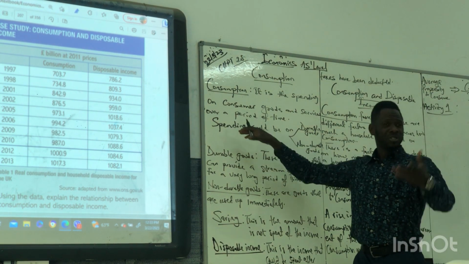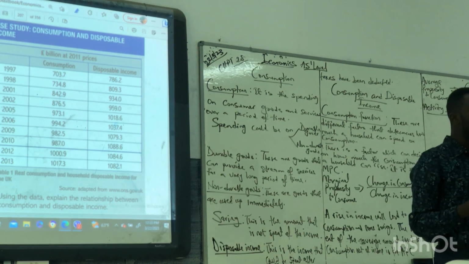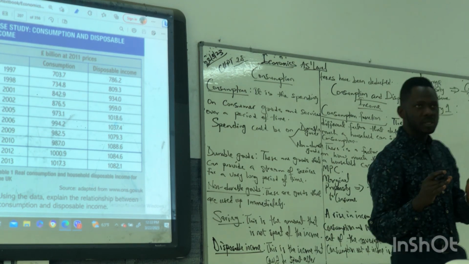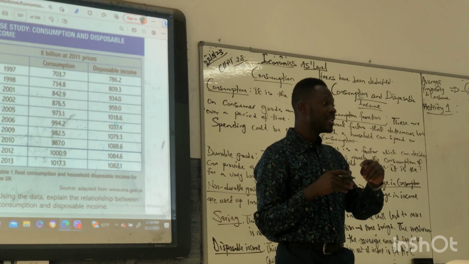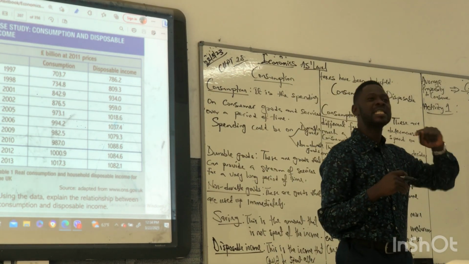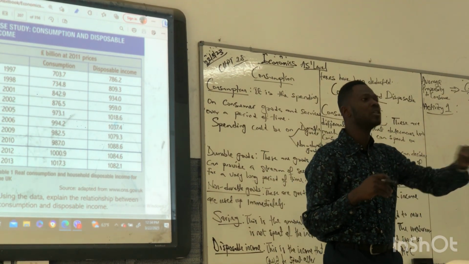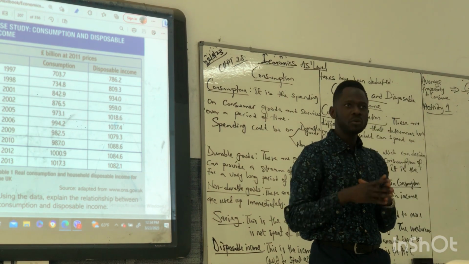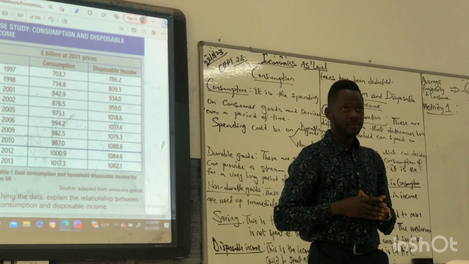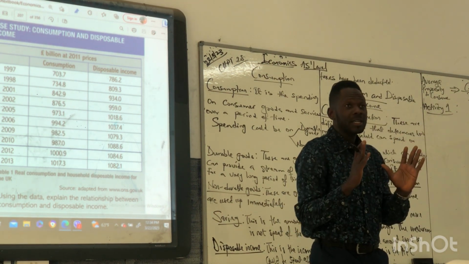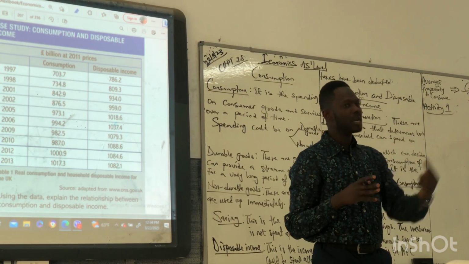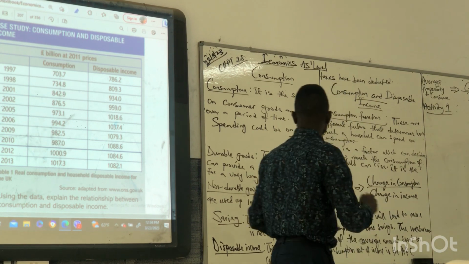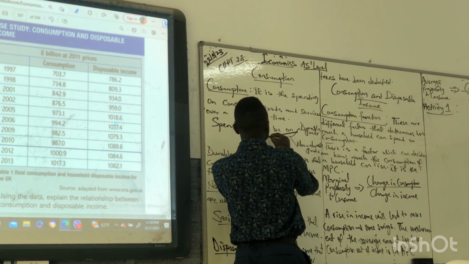So, how can you spend? You can spend on durable goods or non-durable goods. Why do we call them durable goods? We call them durable goods because they can serve you for a longer period of time. Example of a durable good is the car. You bought a car, it's a consumer good because it can serve you for a longer period of time. That is durable, which is a car.